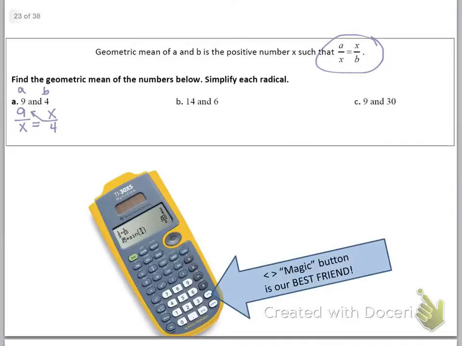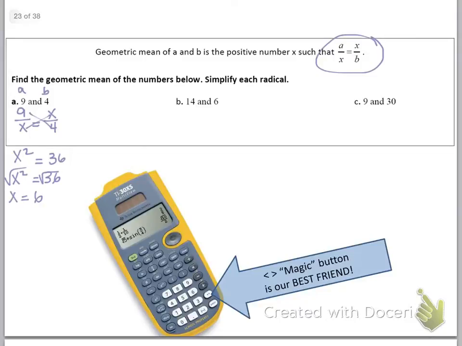Okay, these could be flip-flopped. It's going to get you the same thing, as long as your x's sit across from each other, you should get the exact same answer. So if I multiply, I got x times x, which is x squared, 9 times 4, which is 36. Opposite of squaring is square rooting. So we're going to square root both sides to get rid of that squared. Square root of 36 is 6.